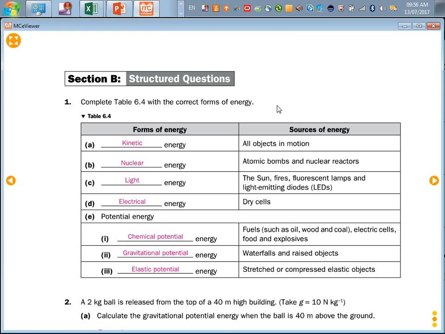Section B, these are the different forms of energy. Just check the answer is correct. Dry cells. Dry cells are your batteries, your AA battery, AAA batteries. It's just another name for it.